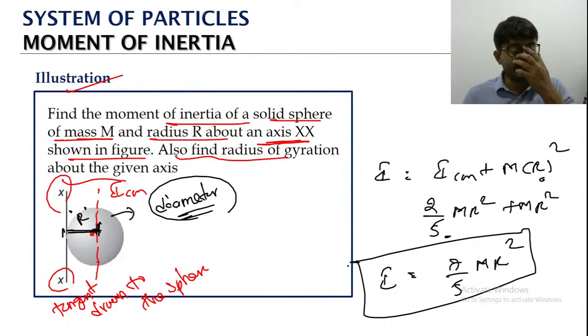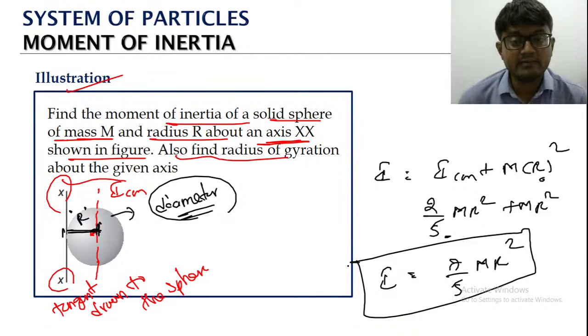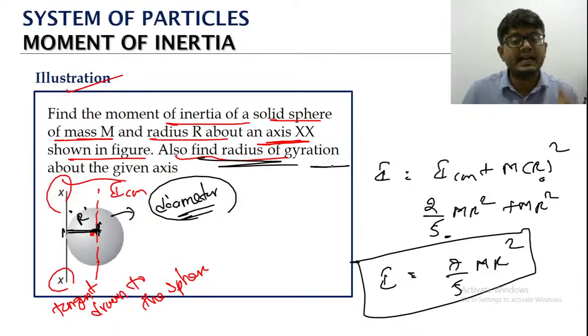The question is not over yet. Check it, guys. What is the answer? It is 7/5 mr². The question is not over yet. They are also asking us to find the radius of gyration. So how do you find the radius of gyration?